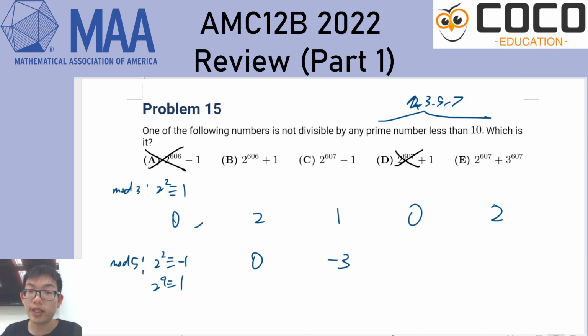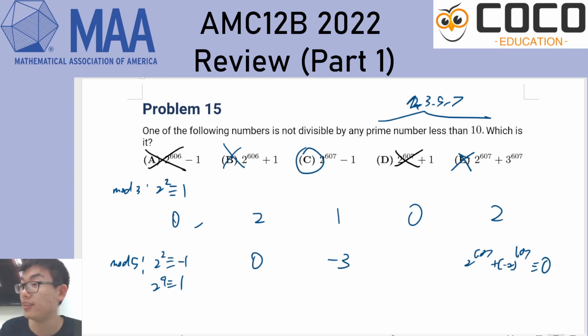I don't need to calculate part D. Part E, this is divisible by 5, right? Because it's going to be 2 to the 607 plus negative 2 to the 607. So this is 0, which means I can eliminate options B and E, and I get to say the answer is C without even checking 7. So that's a nice time savings gained there.